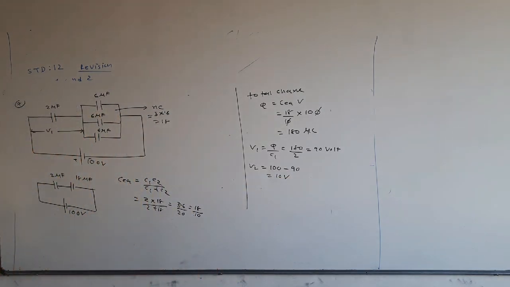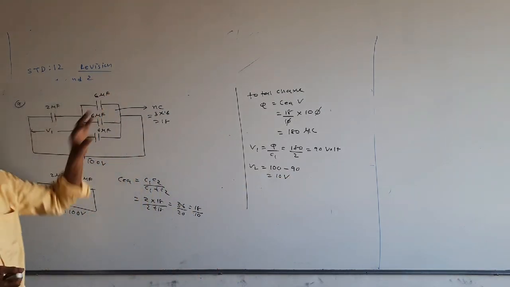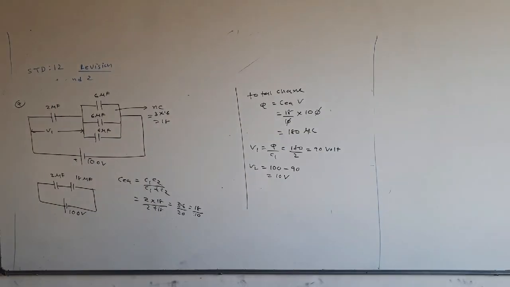Now, in series connection charge remains same. So here it will be 180 microcoulomb. But in parallel the charge is divided. So charge across each of the three will be divided.